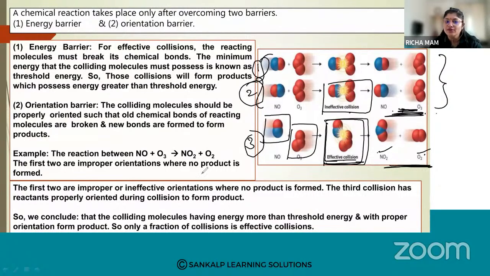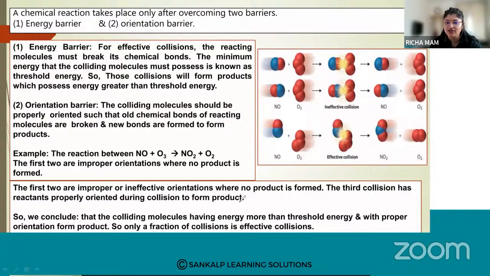Okay, so for the colliding molecules, if they have energy more than or equal to the threshold energy and proper orientation, then only an effective collision is possible. So this you have to remember.